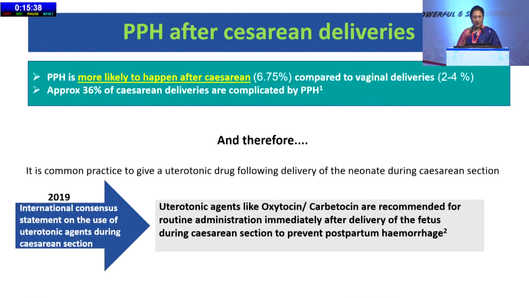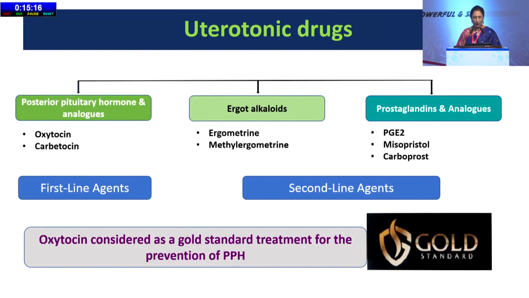But what is necessary is a postpartum abdominal uterine tone assessment for early identification of uterine atony, which is recommended. PPH is more likely to occur in a cesarean, 6.7%, as compared to vaginal deliveries, which is 2.4%. Therefore, the international consensus on the use of uterotonic agents during cesarean emphasizes that oxytocin or carbetocin should be recommended as routine for all cesareans too.